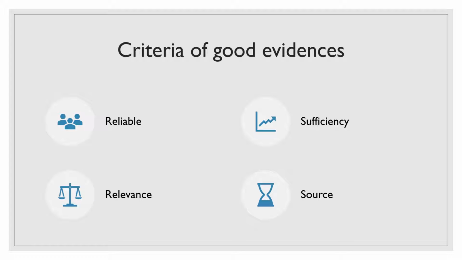The last one is source. Audit evidence obtained within the enterprise is known as the internal source. Evidence obtained from outside the enterprise, like confirmation from a third party, is known as the external source. We consider the external source to be more reliable.